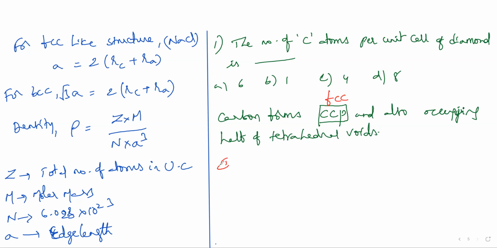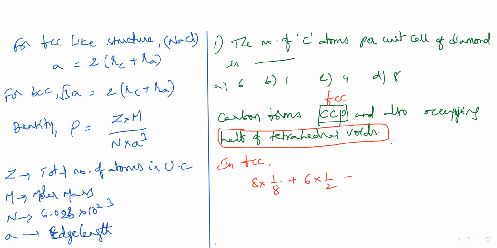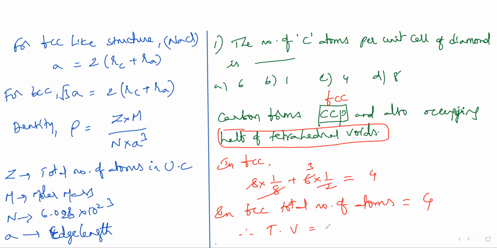Now let us consider FCC, total number of atoms: 8 corners, each corner contributes 8 into 1 by 8, 6 faces, each face contributes half. First you can find this: 1, here 3, total 4. So in FCC, total number of atoms is 4. Therefore, tetrahedral voids will be 2 into n, that is 2 into 4, that is 8.